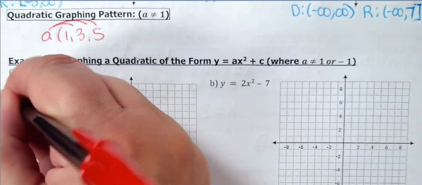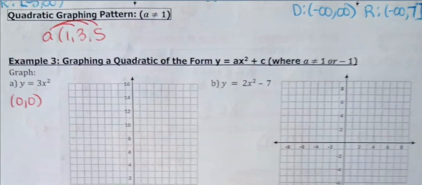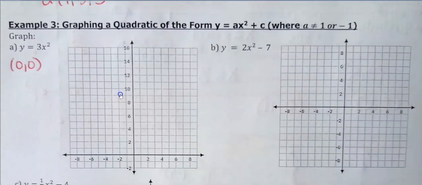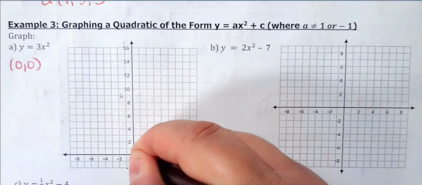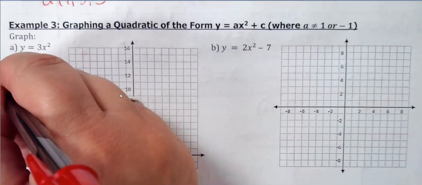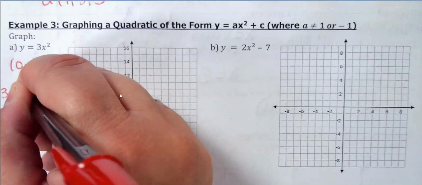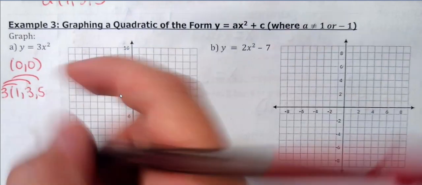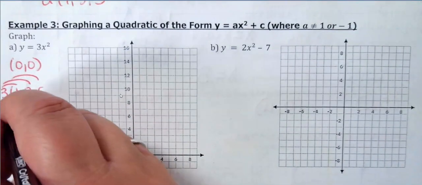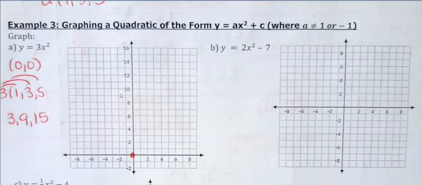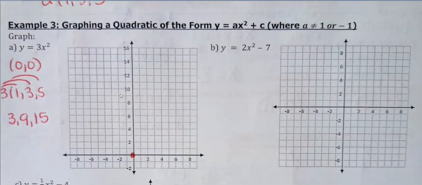Okay, the 3 in front of that, if you guys remember this from our absolute values, is actually going to be a vertical stretch. This is going to be more narrow. And I don't know how much of this we're going to be able to get on the graph, but we'll do our best. So 0, 0 is going to be the vertex. That 3 is going to affect your pattern. For this graph, I'm just going to take the 1, 3, 5 and multiply each piece of that by 3. So the pattern for this graph, because we have 3x squared, is going to be 3, 9, 15.